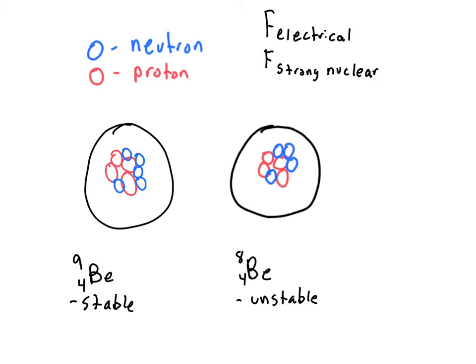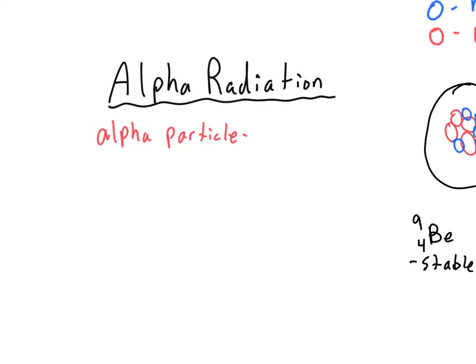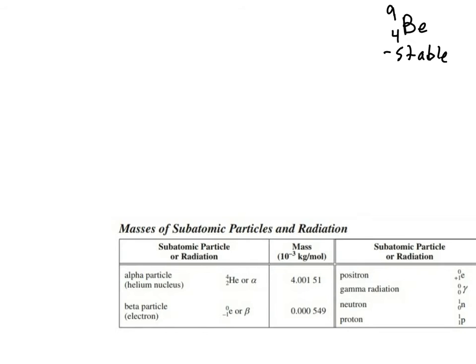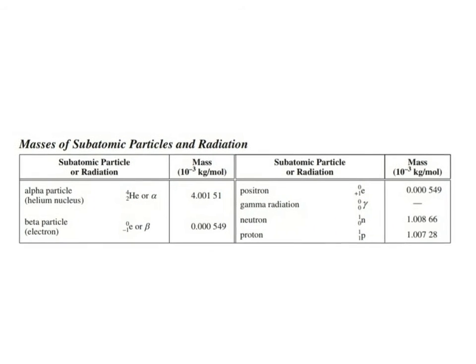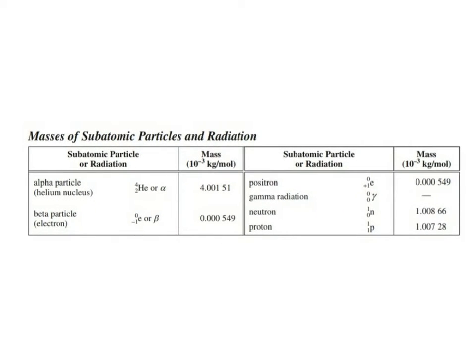So what is alpha radiation? If we go back over here and take a look at this from your data booklet, you look at the alpha particle, it is down at the bottom here, it is a helium nucleus. So there is what an alpha particle is. We will deal with the mass another time, but that's what an alpha particle is, helium. Or we can use that Greek letter alpha as well.